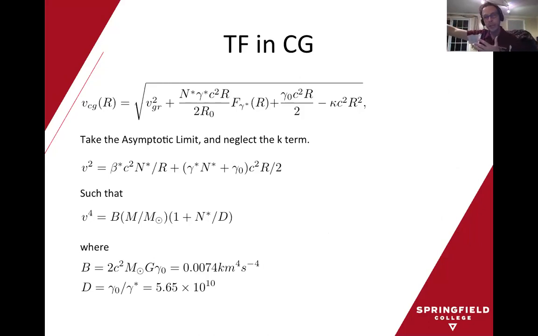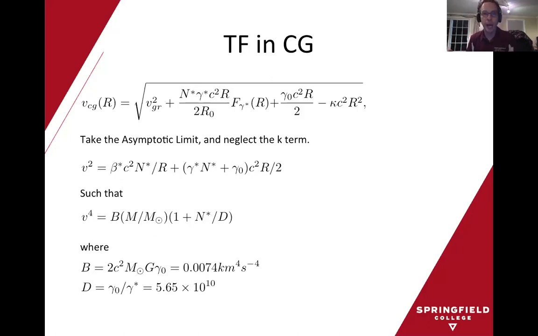I'm only neglecting the quadratic term because that only shows the turnover in the largest of galaxies, none of which are in any of these samples, okay? So we can neglect that K term, and then we square that whole thing. Now we have a formula for V squared, and we can get V to the 4th by just squaring it.